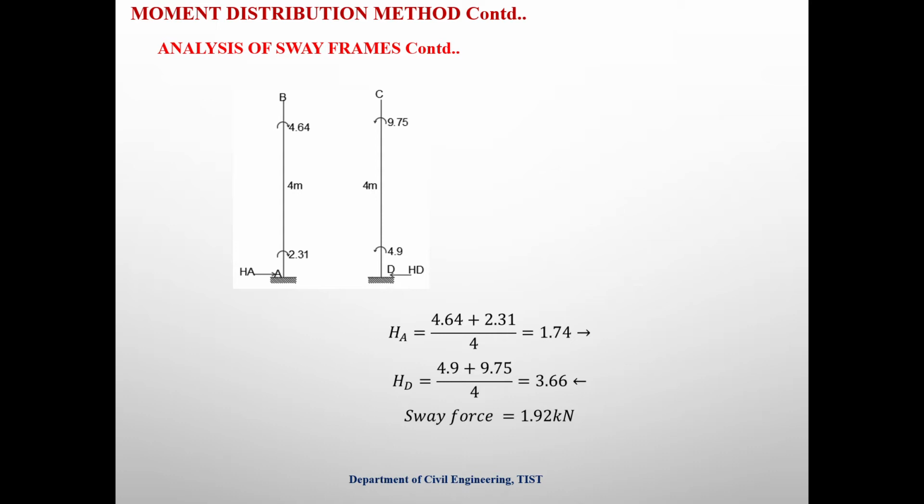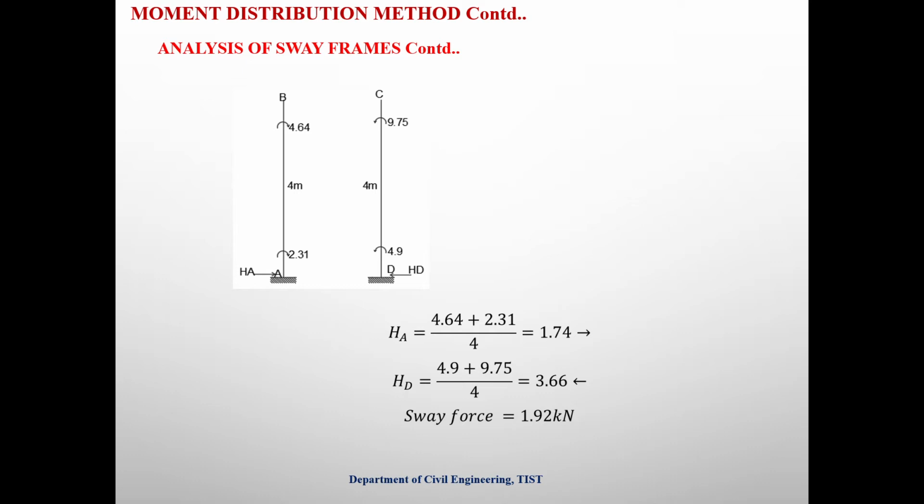Then consider the next column, the free body diagram of column CD. Then mark all the moments acting on the column CD from this table. Then mark the external loads, if any, acting on the column CD, and mark the horizontal reaction HD. When we take the moment about the point C, then we will get the value of HD.